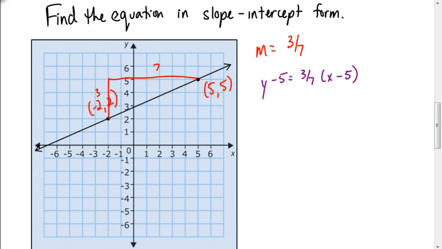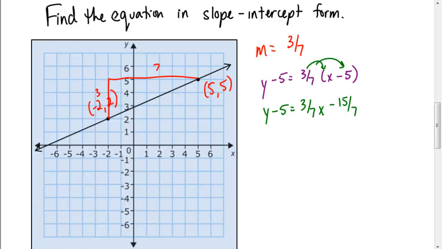So now I'm going to distribute my slope through. And 3/7 times 5 is going to be negative 15/7. We want to be exact here. Do not use a decimal, because sometimes those decimals are not going to terminate, or they keep going on and on forever. And if we round, we're not giving an exact answer, we're giving an approximation. So we don't want to round here. We want to have the exact equation here.